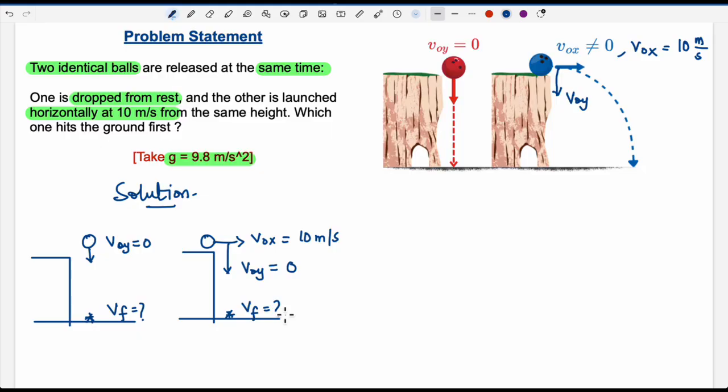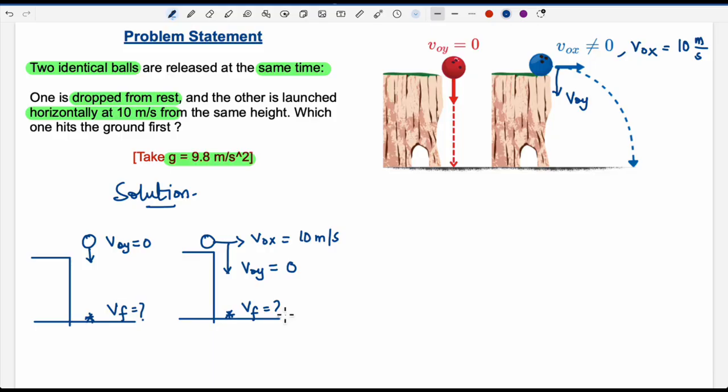So the key point here is that for the vertical motion, the time it takes for each ball to hit the ground depends only on the vertical motion, since gravity acts downwards. So both balls will start with an initial vertical velocity of 0.